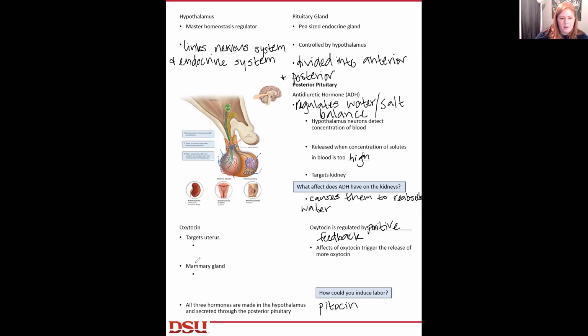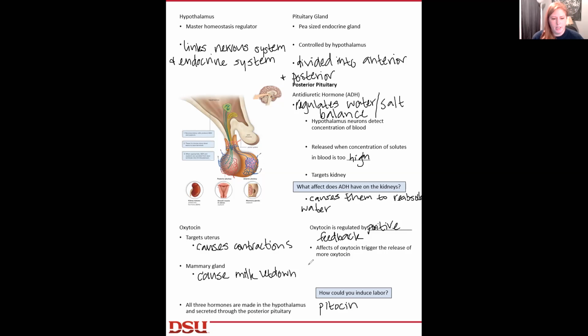All right, so we talked a little bit about oxytocin. Again, it targets the uterus, causes contractions. It also targets the mammary glands and the breasts to cause something called letdown. Basically, it allows for milk production from the mammary tissues. When the oxytocin is present, it triggers that milk production, which is also a positive feedback loop. When oxytocin isn't present, then that milk will dry up eventually.